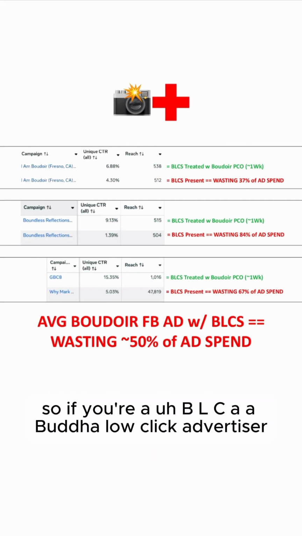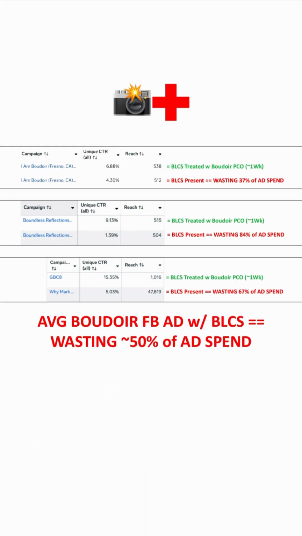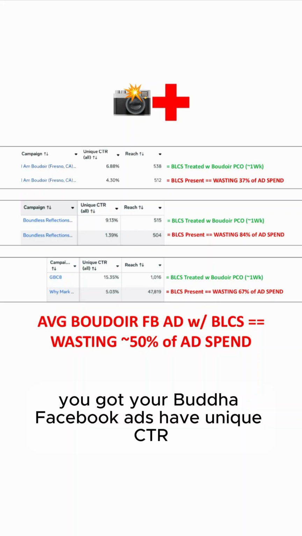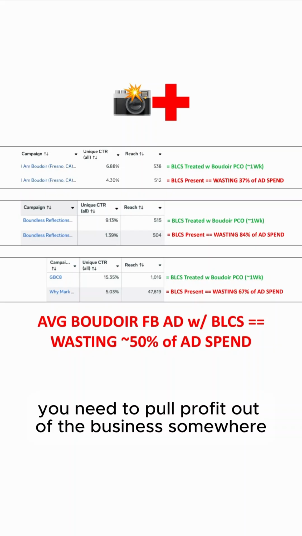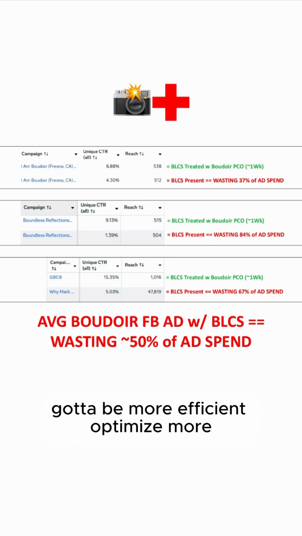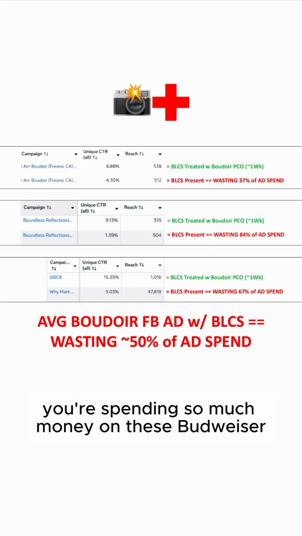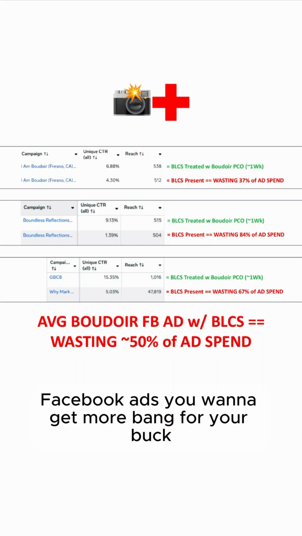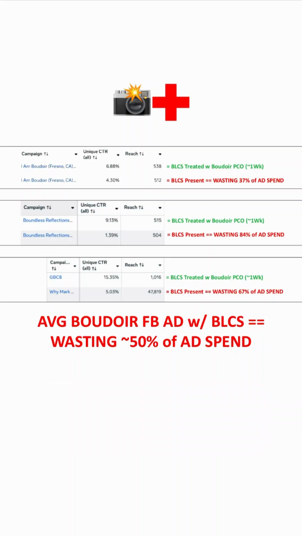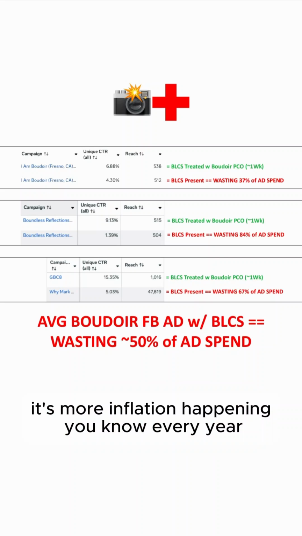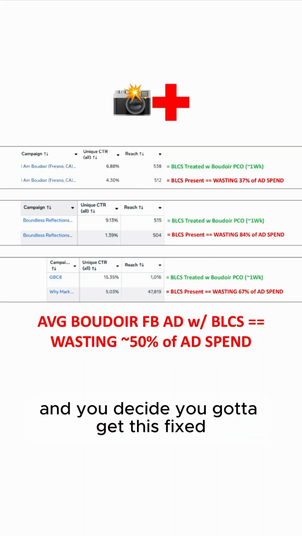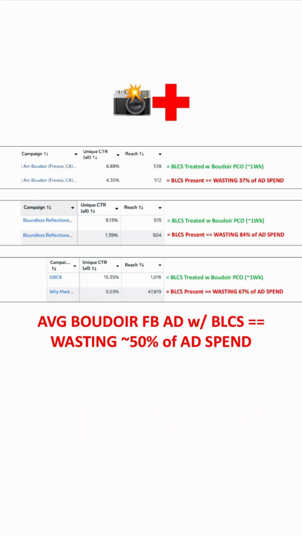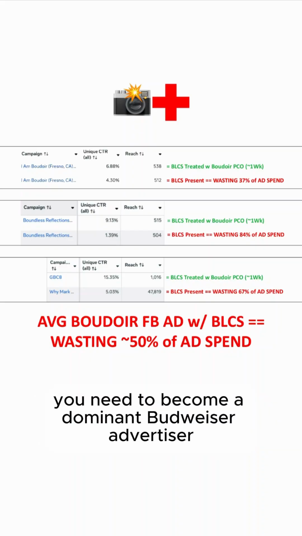So if you're a BLCA, a Boudoir low click advertiser, you've got your Boudoir Facebook ads with unique CTR under 6%, and you decide you need to pull profit out of the business somewhere. Got to be more efficient, optimize more. You're spending so much money on these Boudoir Facebook ads. You want to get more bang for your buck. There's more inflation happening every year in real life, more boudoir photographers entering the market, and you're looking for ways to stay competitive. And you decide you gotta get this fixed. You need to become a dominant boudoir advertiser.